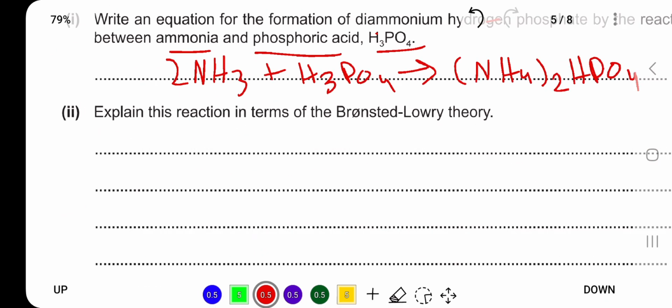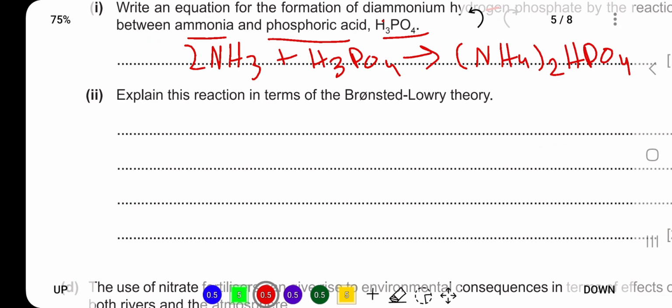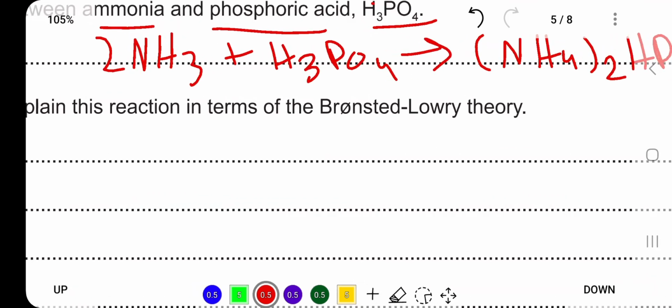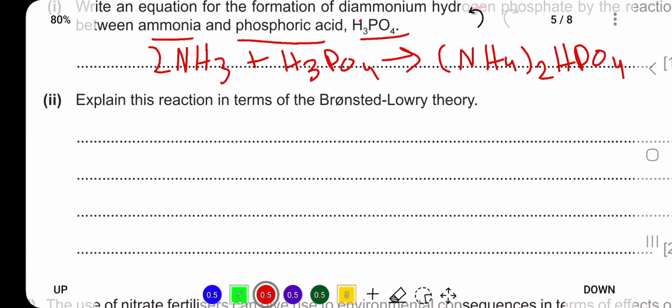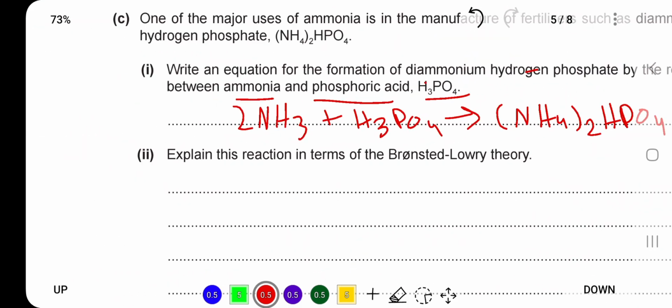Okay, explain this reaction in terms of acid and base. I don't know how to read it, but okay, you get it. So first thing, you need to know that ammonia is a base.